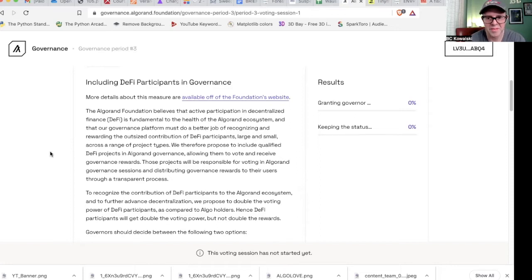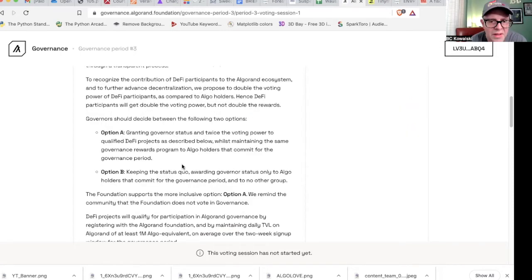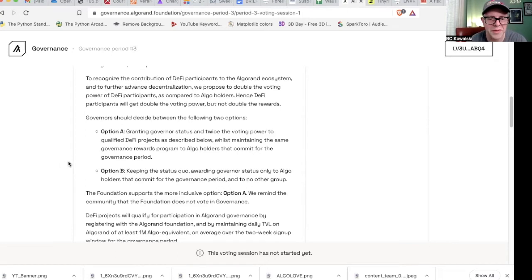So in governance, your only risk is, you know, getting kicked out, which I did. I just said, you know what, this stuff is more important. There are just better returns to be had in so many other areas. I'm like, why should I participate in governance? I just don't understand it. But now, if this goes forward, you'll be able to do both. Yeah, granting governor status and twice the voting power to qualified DeFi projects as described below, whilst maintaining the same governance reward program to Algo holders that commit for the governance period.